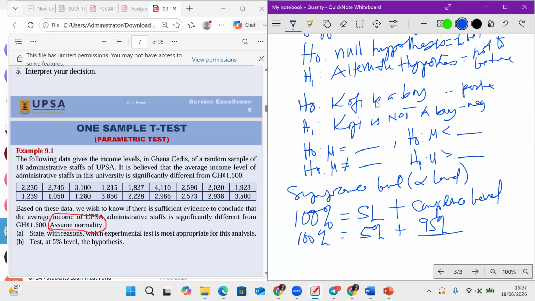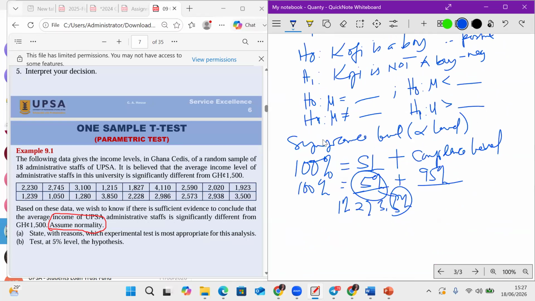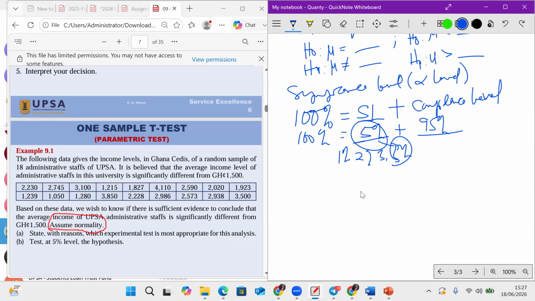The question will always give us a 5% significance level. If the question doesn't state it, you will still take it as 5%. It could be 1%, 2%, 3%, or 5%, but if the question doesn't state the significance level, you just take it as 5%. Are we good? Yes, sir.